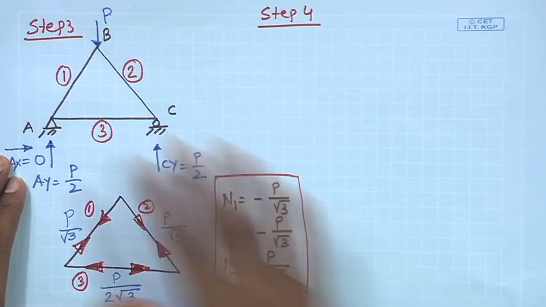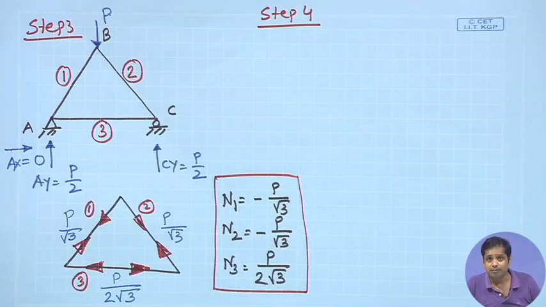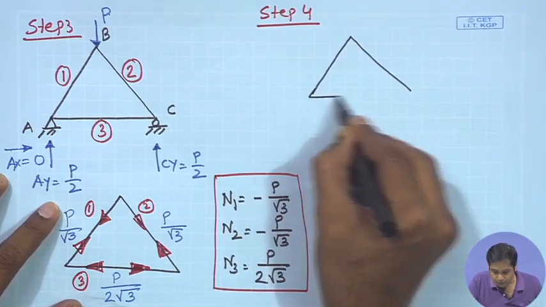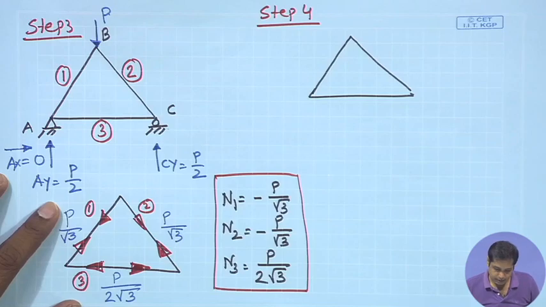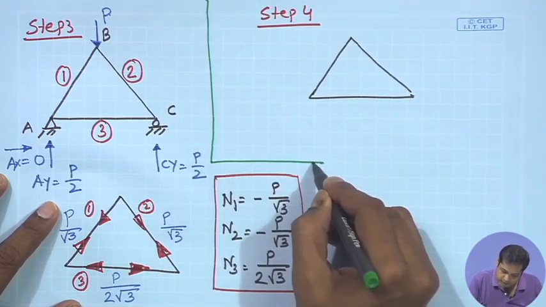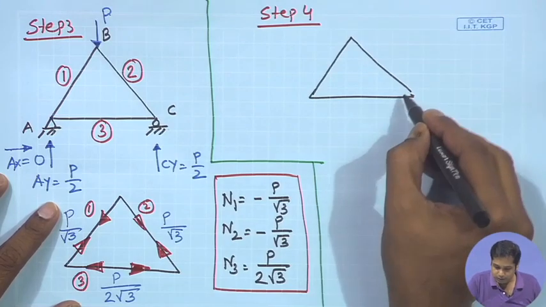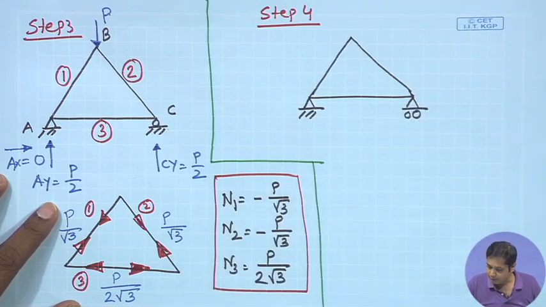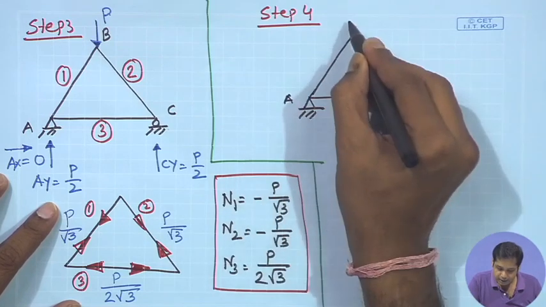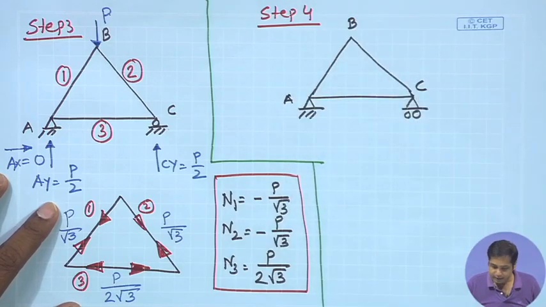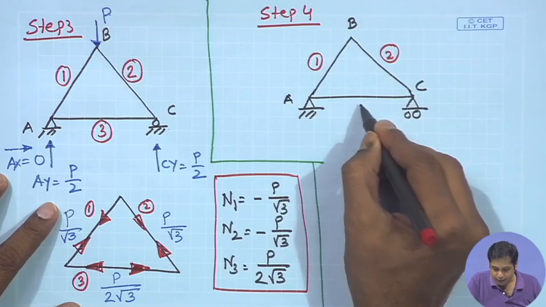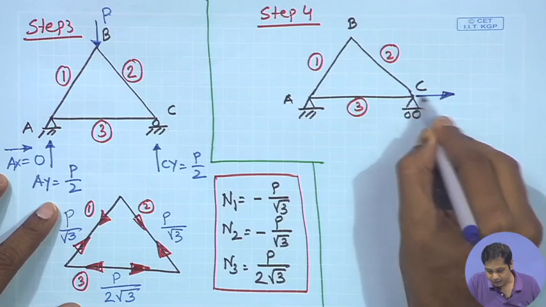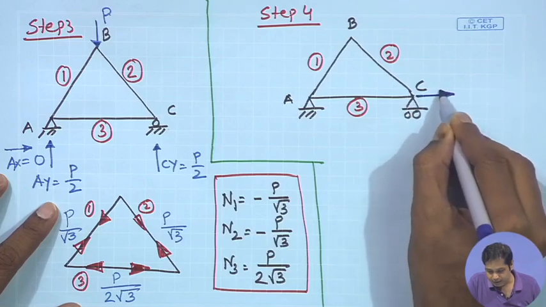Then take step 4. Step 4 is the same structure is now subjected to redundant force. Okay. So, draw the same structure. This was step 1. So, draw the same structure, it is hinge support, it is roller support, and then this is A, B, C, this is member 1, member 2, and then member 3, and this is subjected to a load like this, okay, because that is the redundant force.